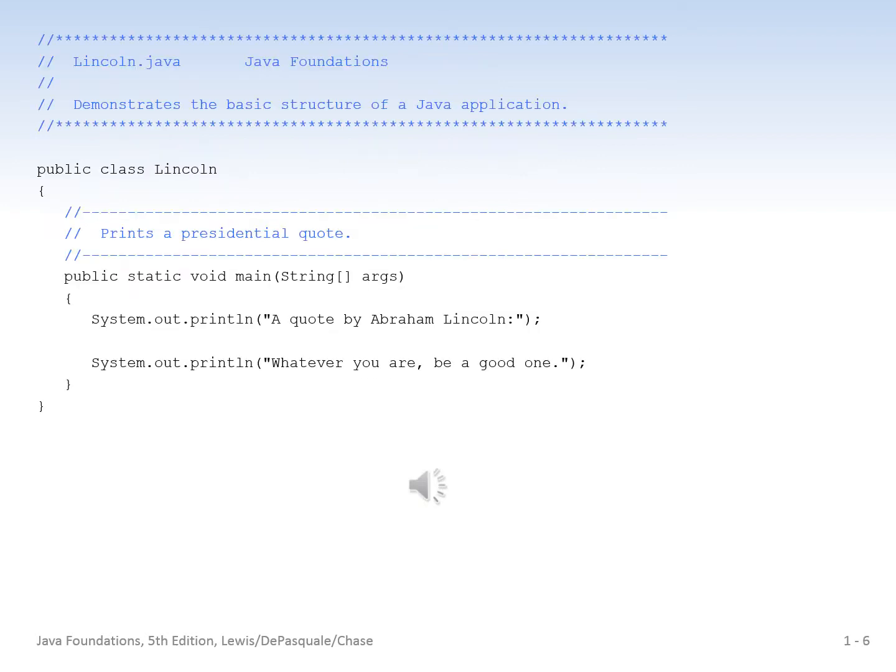Here we have a very basic Java application that has a single class, and that class is named Lincoln. And within that class, we have the method main. And if you forget about the access specifiers, public and static, void main looks like a void function from C++. All this function does is print 2 lines of output.